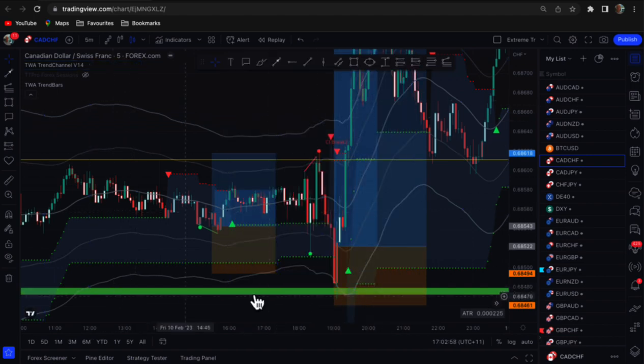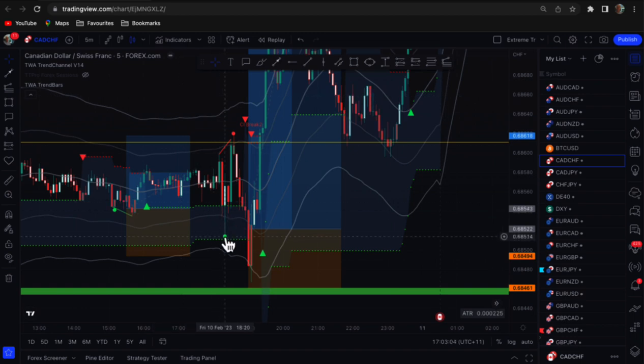I won't do it now. Green bar. Okay, there's a buy. Nice trade. Here we go again. Green dot. We're always looking for the pullback down in.